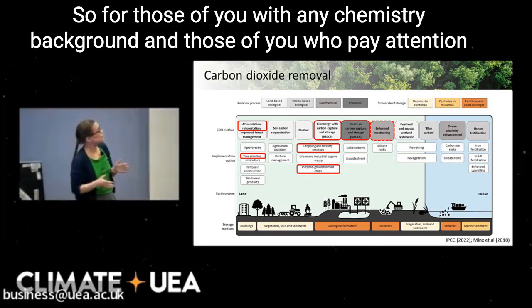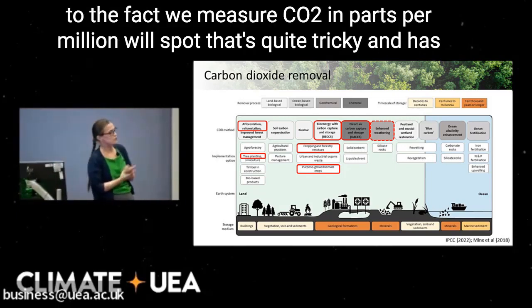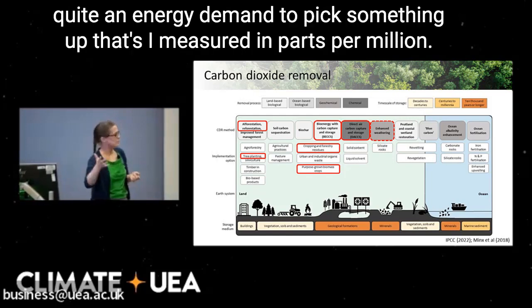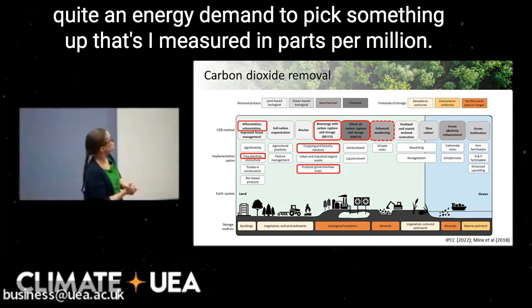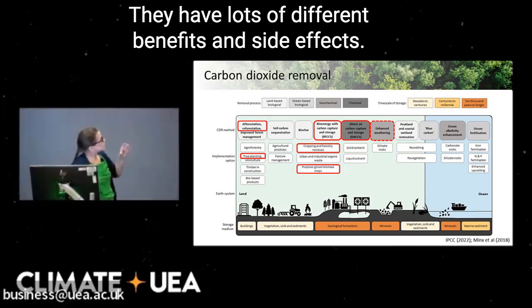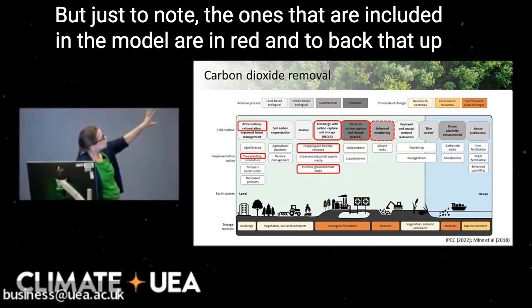So for those of you with any chemistry background, and those of you who pay attention to the fact we measure CO2 in parts per million, you'll spot that that's quite tricky and has quite an energy demand, to pick up something measured in parts per million. So there are lots of different methods. They have lots of different benefits and side effects, challenges and issues, each of them. But just to note, the ones that are included in the models are in red.